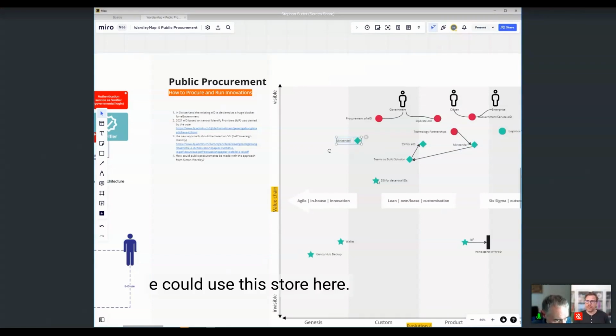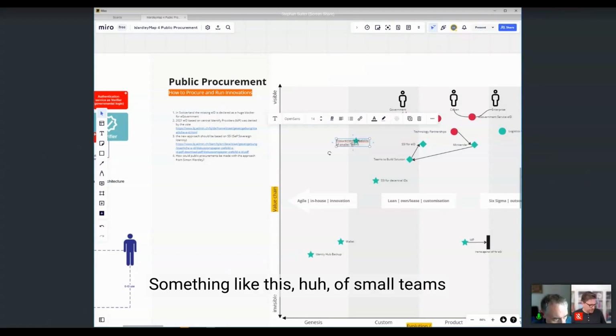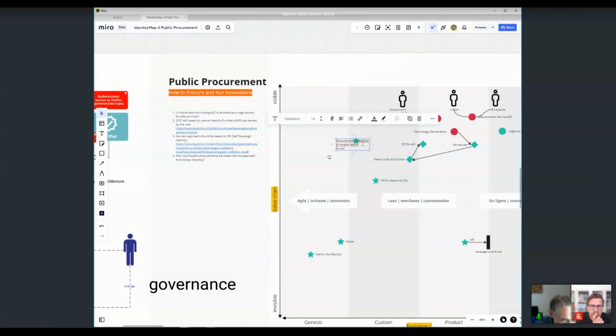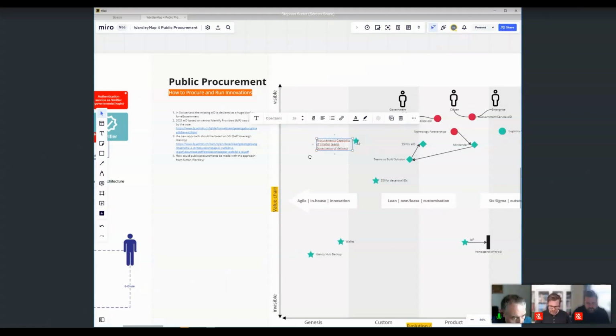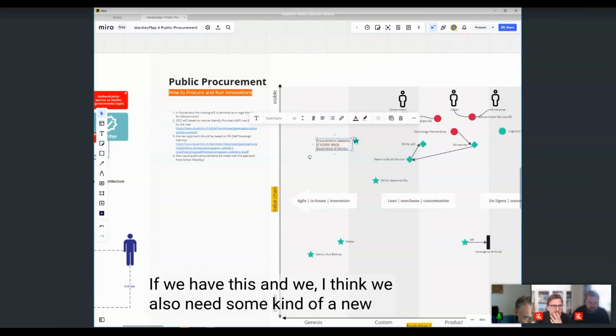We could use this door here. So this would be procurement or something like this of smaller teams, government delivery. Does it go in this direction? Would we need more if we have this?